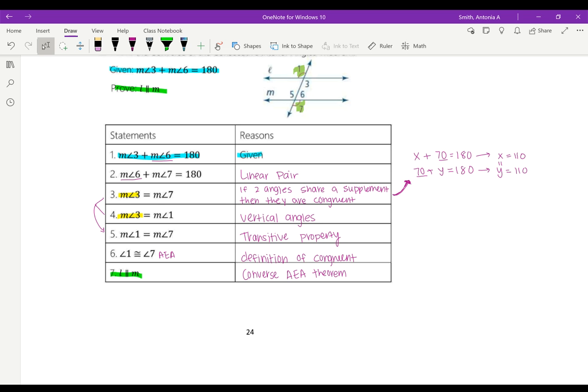So these geometric proofs can be kind of tricky. Hopefully you guys are following along, and if you're not, please do not hesitate to ask your teacher for help. We are happy to help you with these. This is really tricky stuff. But now we're going to move on from proofs for a little bit and talk about triangles. So the next section gets a little bit easier because we're taking a break from proofs.